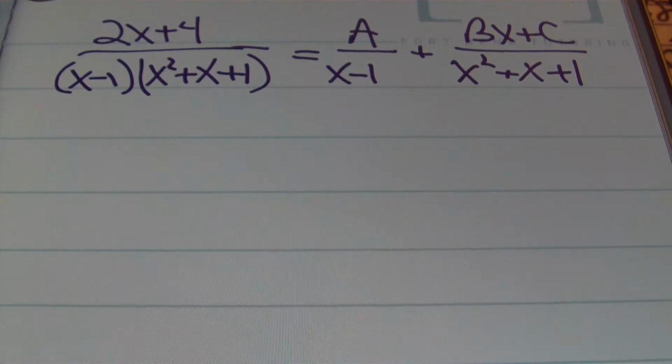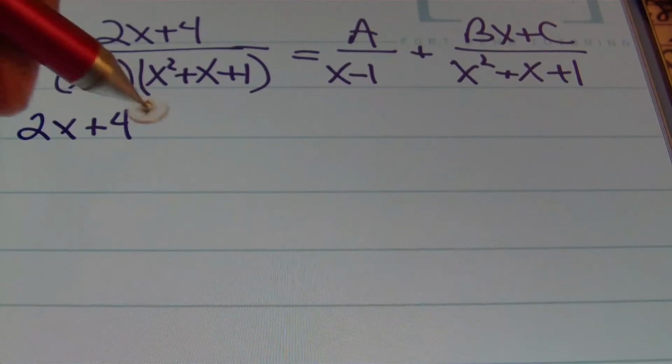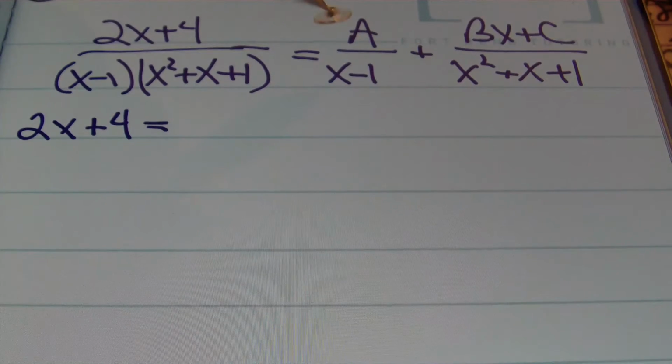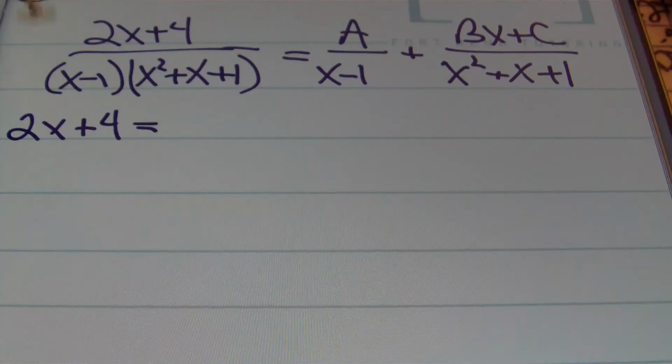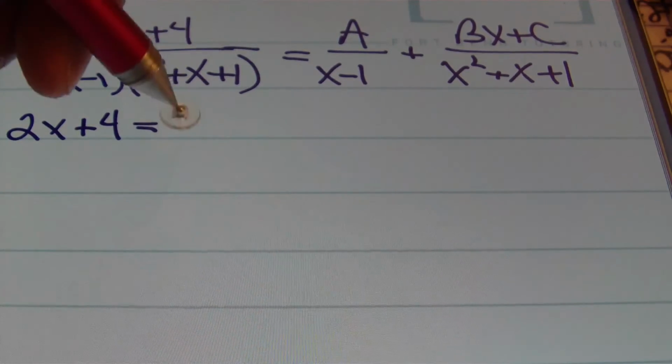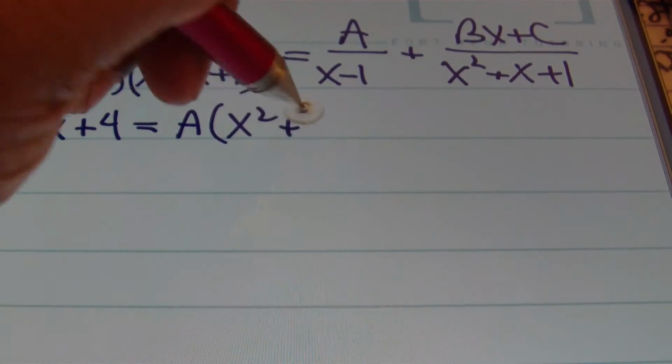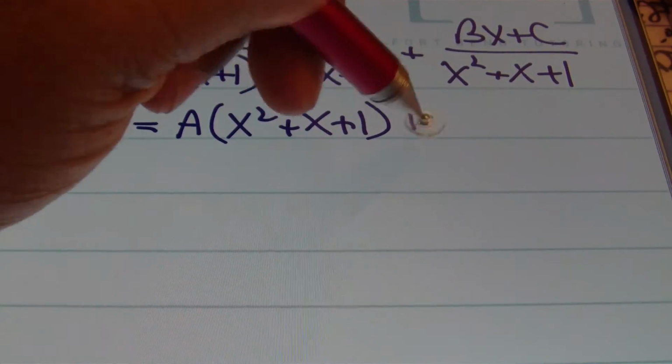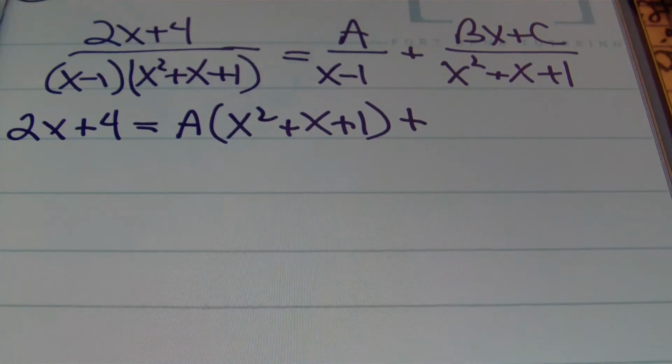So that's going to be the result of my next step, me multiplying each and every term by the common denominator of x minus 1 times x squared plus x plus 1. Multiplying the LCD times our first term, you'll be left with 2x plus 4. Multiplying our next term, a over x minus 1, times the x minus 1 times x squared plus x plus 1, the x minus 1s will cancel out, and I'll have a times x squared plus x plus 1.